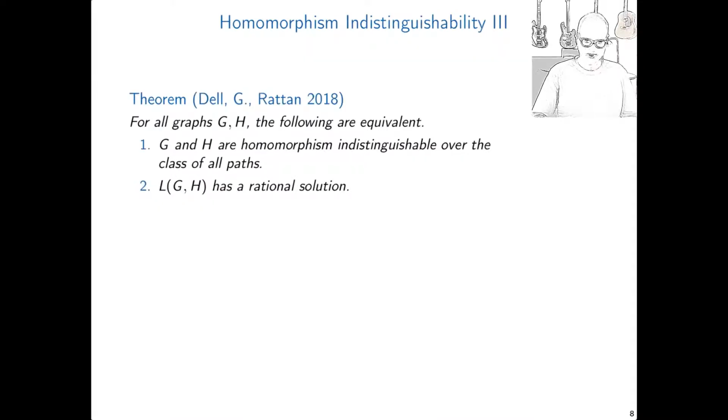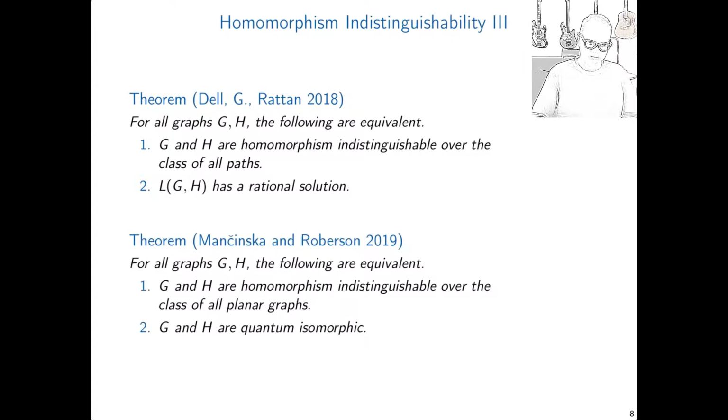Here's another very nice characterization that uses the same system of equations. It says that the system has a rational solution, which may have negative entries, if and only if the graphs are homomorphism indistinguishable over the class of all paths. Okay, and the next result I want to mention is about homomorphism indistinguishability over the class of planar graphs. Two graphs are homomorphism indistinguishable over the class of all planar graphs if and only if they are quantum isomorphic.